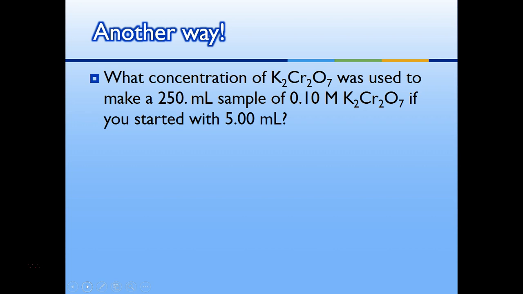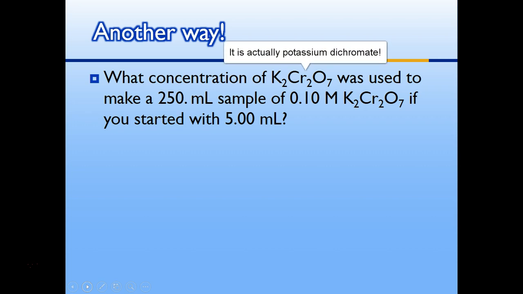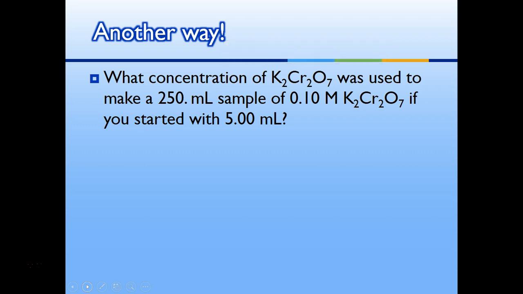Alright, let's do one more. This is a little bit different. We want to know what concentration of potassium chromate was used to make a 250 milliliter sample of 0.1 molar potassium chromate if you started with 5 milliliters. So in this situation, we're still solving for one variable, but instead of looking for the initial volume, we're looking for the initial concentration, the starting concentration. Not exactly something you're probably going to do in the real world, but it's a good exercise to make sure you're understanding how all the variables work. So go ahead and pause the video again, give it a try and see if you can figure it out on your own, and come back when you think you're done.